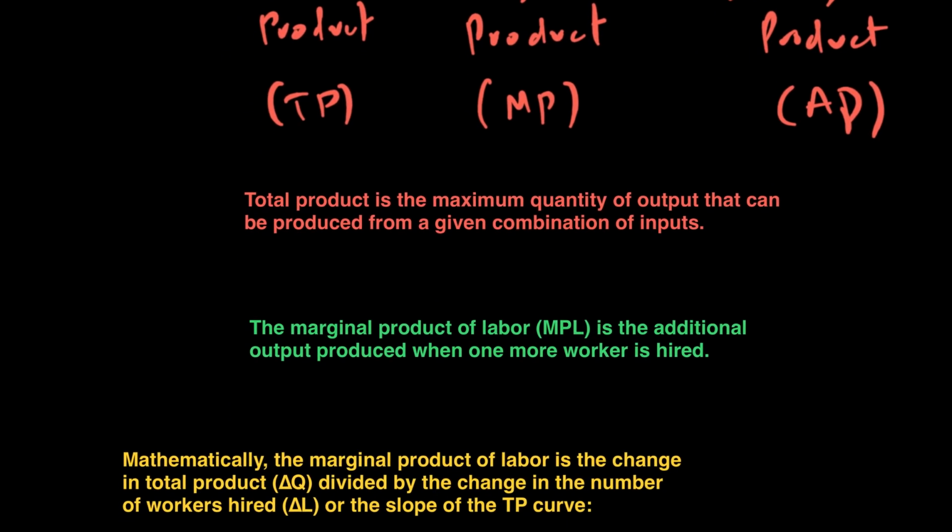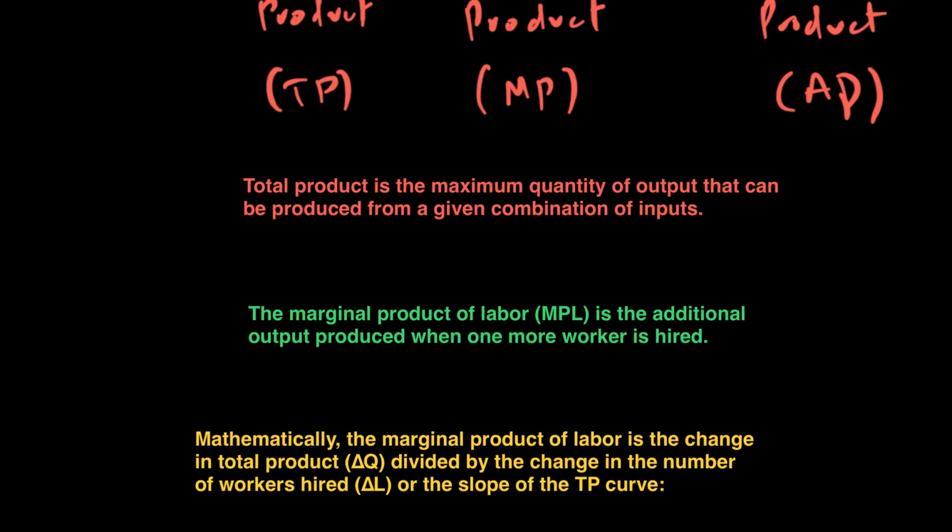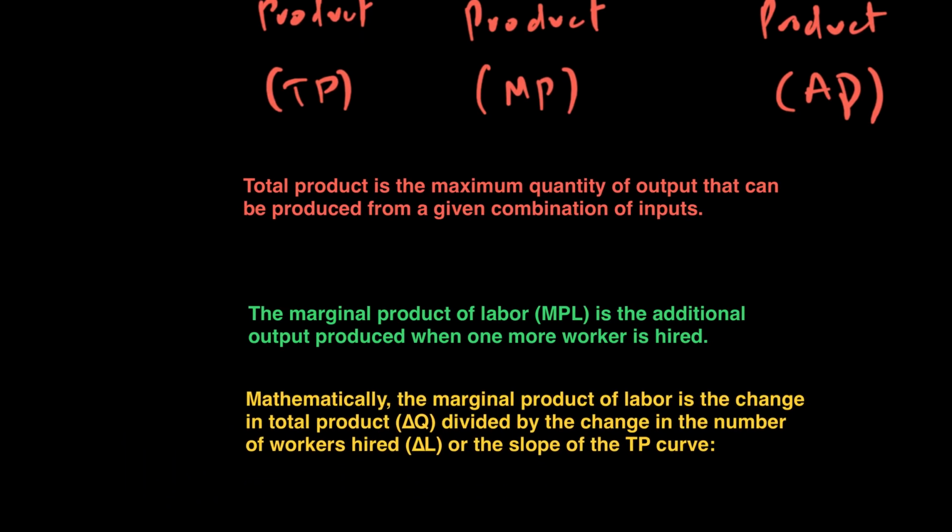Now mathematically we say that marginal product is simply change in, let me write this, MP is simply the change in TP, which is the change in total output, divided by the change in the quantity of labor that we are hiring, and that's why it's the contribution in terms of output by an incremental or extra worker.